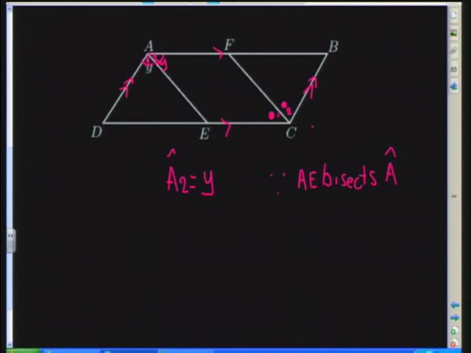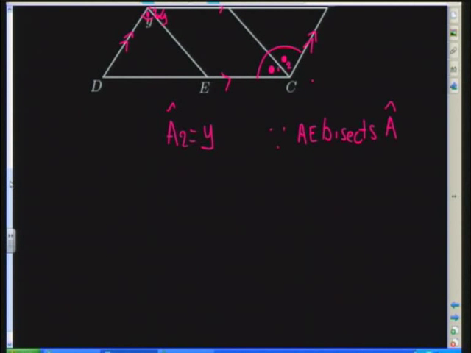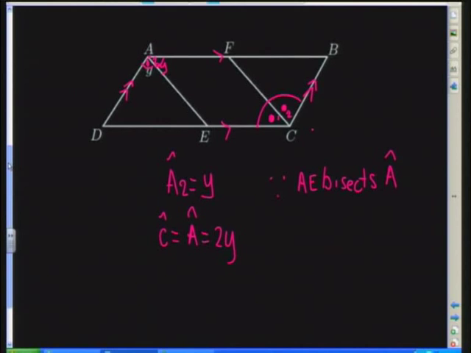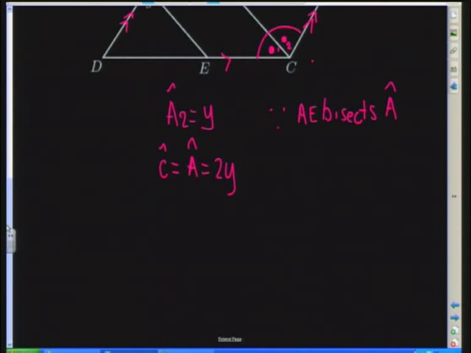Then we look at the whole of angle C. Now remember, ABCD is a palm, okay? And in a palm, we know the opposite angles are equal. So angle C is equal to angle A is equal to 2y. Why is it 2y? Because A1 plus A2 is equal to 2y. So therefore, angle C is equal to A is equal to 2y. Reason, opposite angles of palm. Okay, and I'm just abbreviating there to palm. So C is equal to A is equal to 2y.